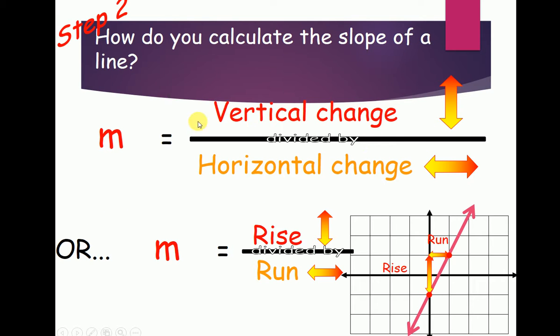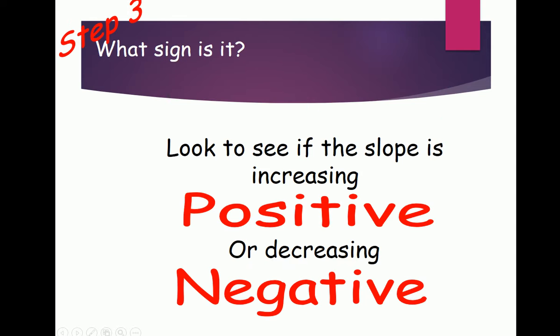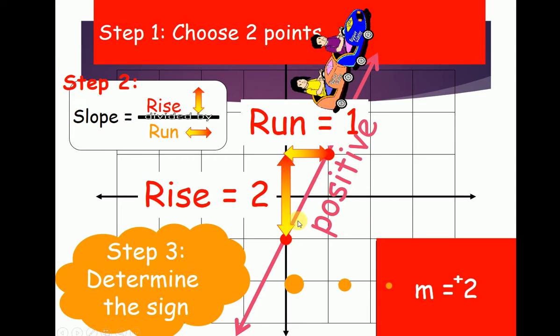The gradient is the vertical change over the horizontal change. The rise is the vertical change, and the run is the horizontal change, along the y-axis and x-axis. The last part is to always remember to include a sign, whether positive or negative. The rise here is 2 units and the run is 1 unit, so it is 2 over 1, which equals positive 2, because from left to right the graph is going upwards.